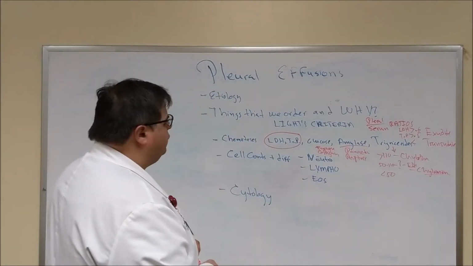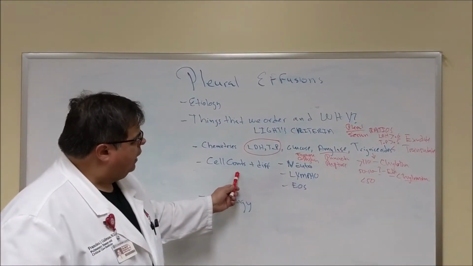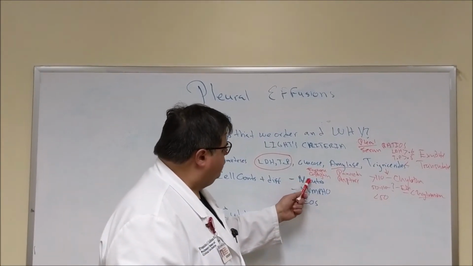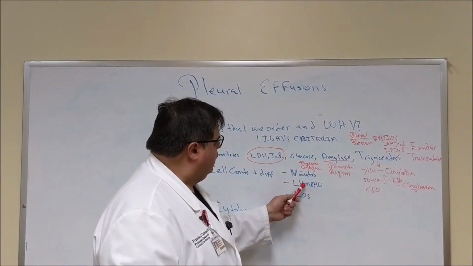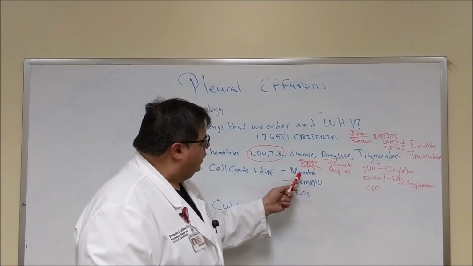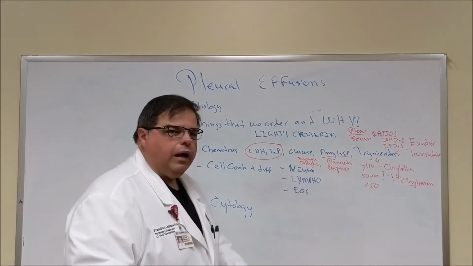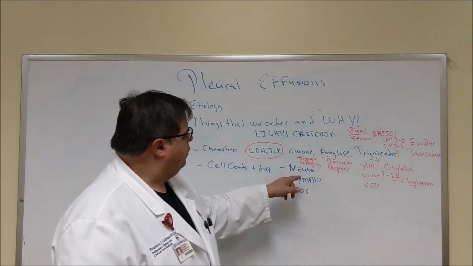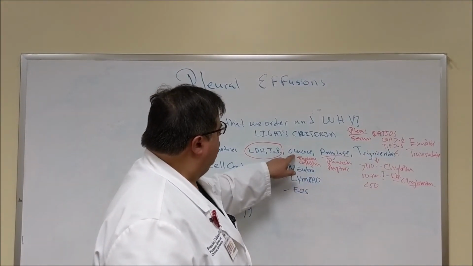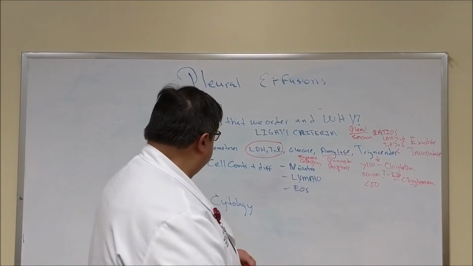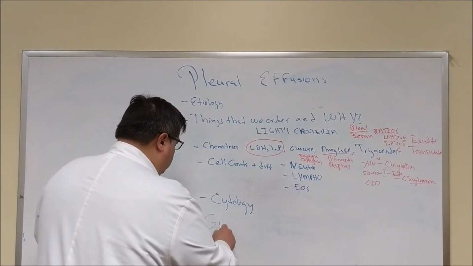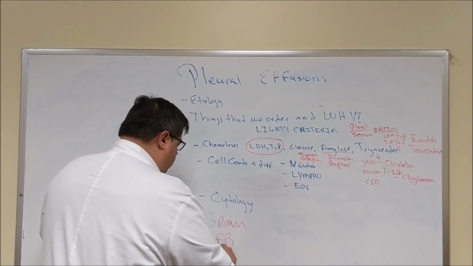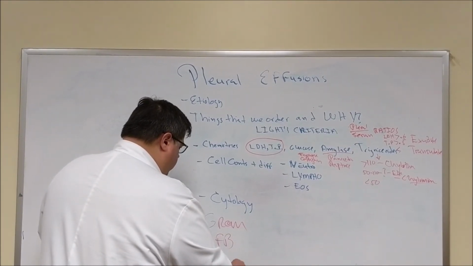Then we order cell counts. Why do we order cell counts? Most of the cells will be neutrophils, lymphocytes, and eosinophils. High neutrophils usually point towards an infectious process. Empyemas will have high neutrophils, low glucose, and a gram stain that is obviously positive. Usually we order those things too.